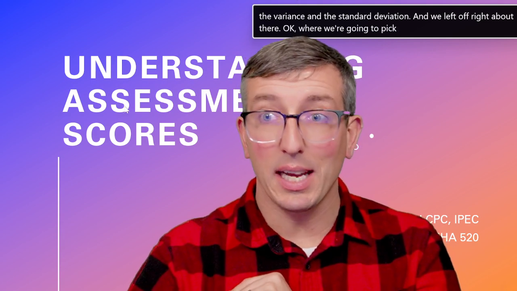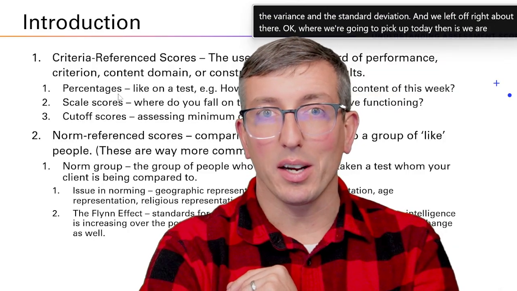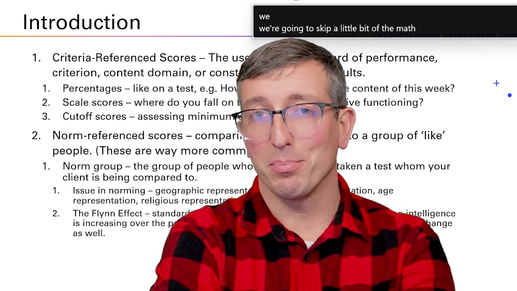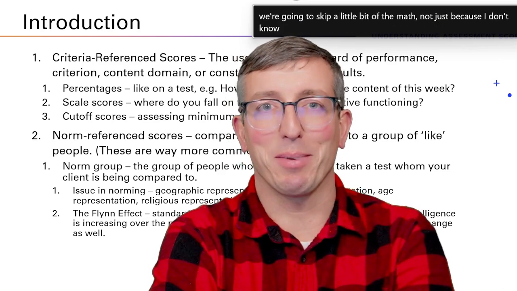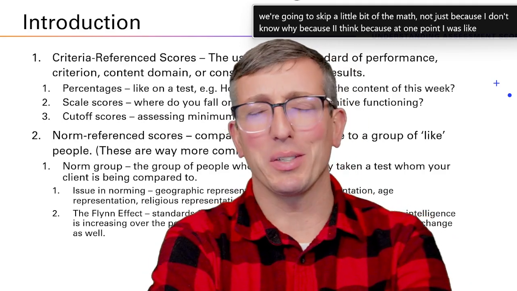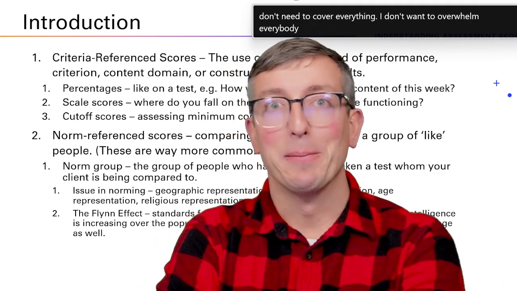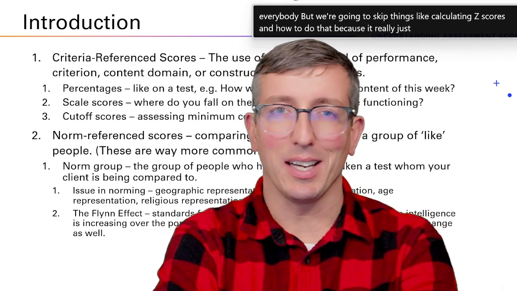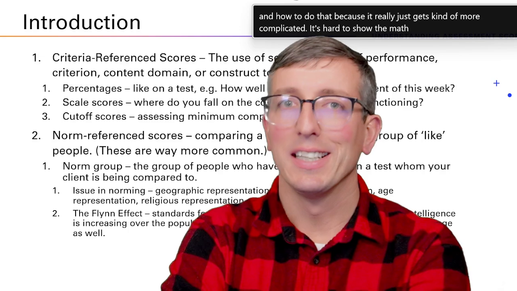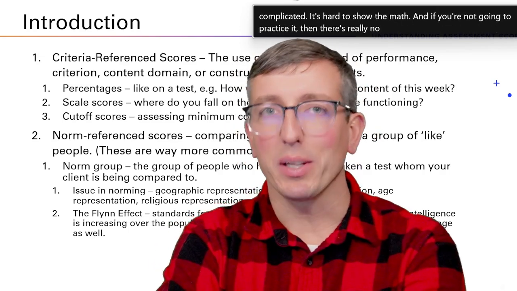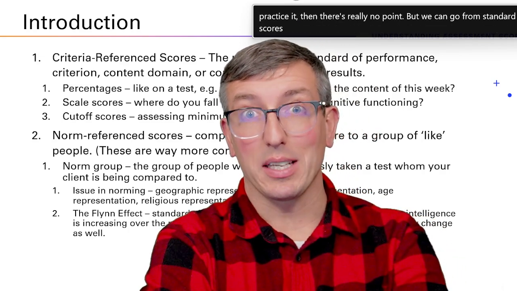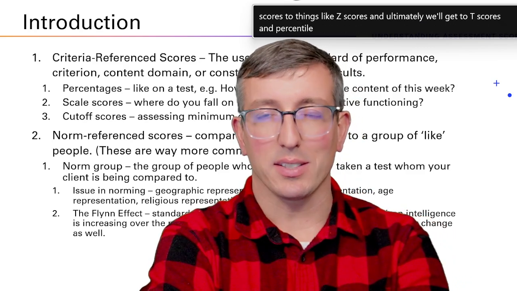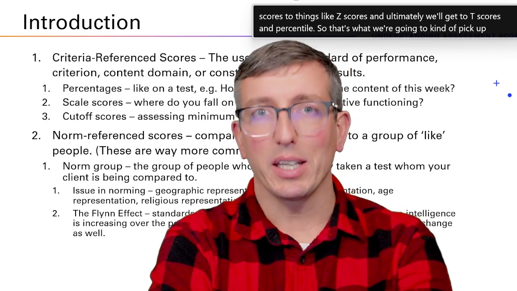Where we're going to pick up today is we're going to skip a little bit of the math. I think at one point I was like, well, we don't need to cover everything. I don't want to overwhelm everybody. We're going to skip things like calculating z-scores and how to do that because it really just gets more complicated. It's hard to show the math, and if you're not going to practice it, then there's really no point. But we can go from standard scores to things like z-scores, and ultimately we'll get to t-scores and percentiles. So that's where we're going to pick up the story today.